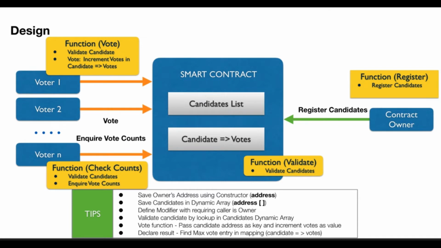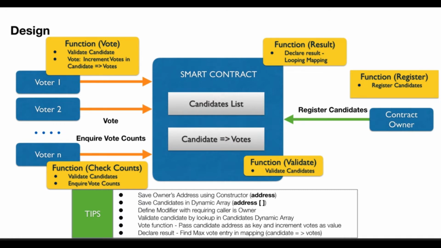Another function can be called by anyone to check the vote counts while the voting is in progress. Here the caller will pass the candidate address as a parameter, and function will look up in the mapping to find the mapping key value entry. This function will return number of votes only if voting is in progress.